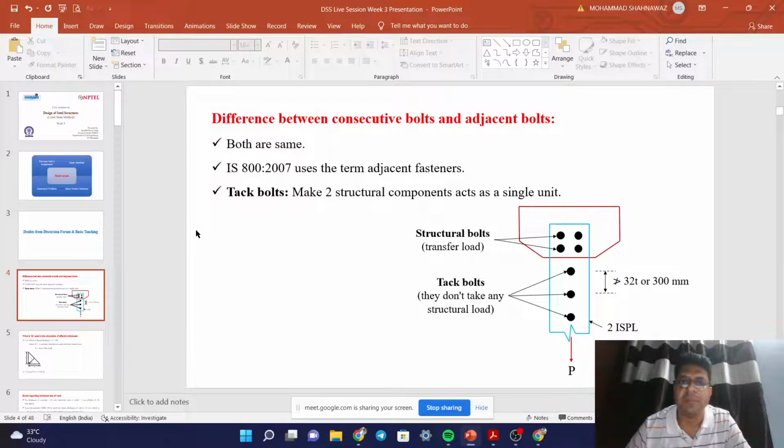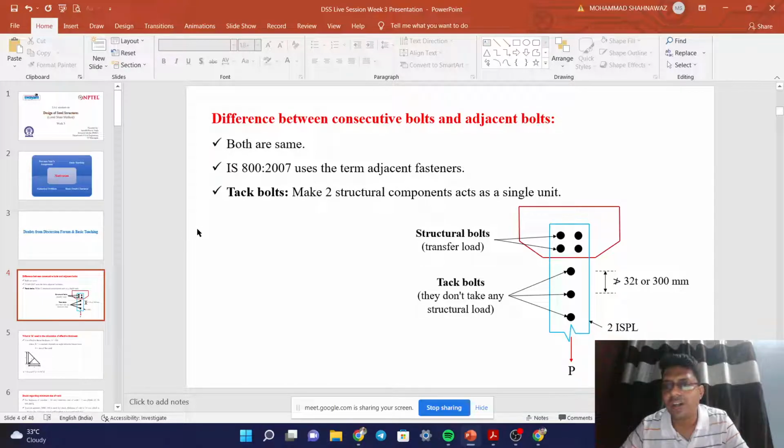Actually, both are the same thing. The person who asked this doubt mentioned that in the live session, sir is using one term called consecutive bolts and another called adjacent bolts. Both terms are the same. When we follow the IS 800 2007 code book, they have written adjacent fasteners. You will not get consecutive bolts there, so they have used adjacent fasteners.